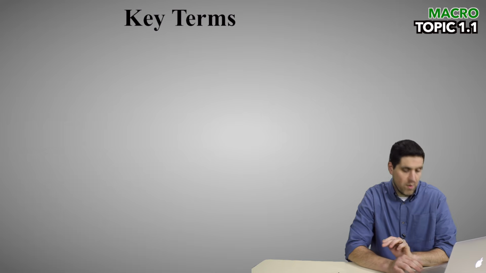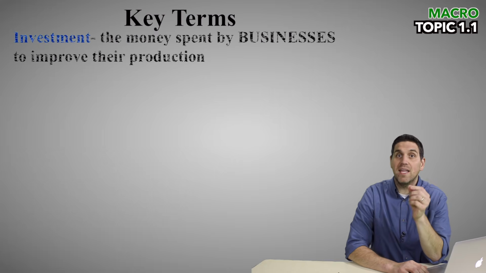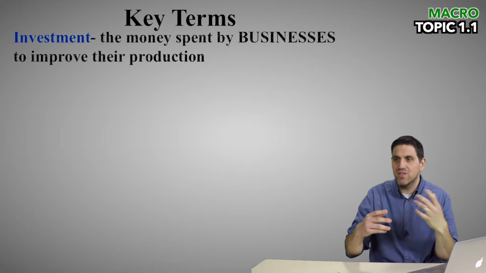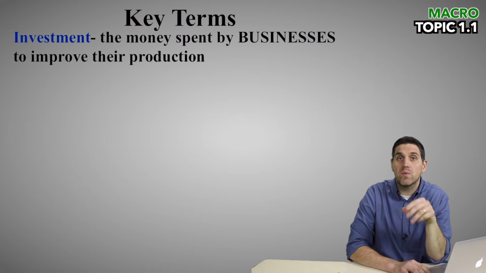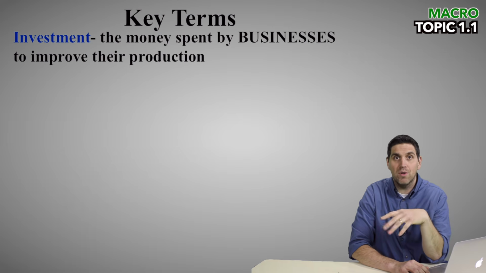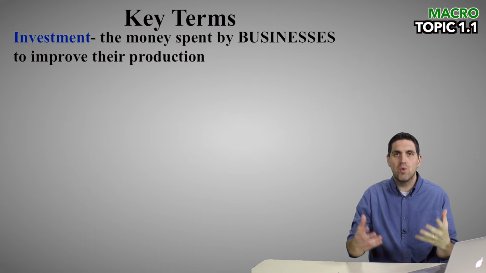There's a couple other key terms I want to cover really quickly. First one is the idea of investment. Now, when you hear the word investment, you think of stocks and bonds and retirement accounts. Not in economics. In economics, investment is always when a business buys machines, tools, and capital for their own business. So they're buying things to improve their business.